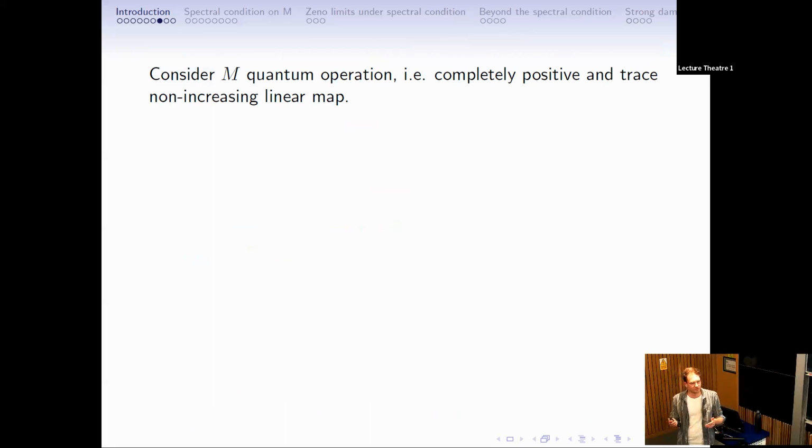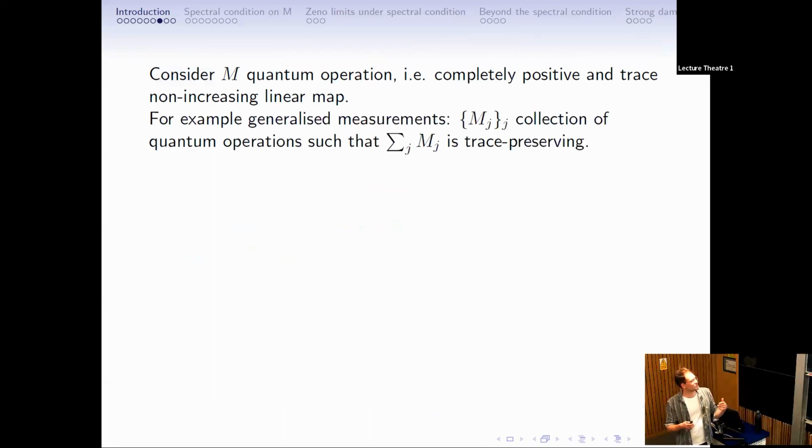Why only projective measurements? We can look at general applications of quantum channels, or even more general, just quantum operations. So we could be interested in generalized measurements where each of the generalized measurement operators is just completely positive, but trace non-increasing. So this would be covered.